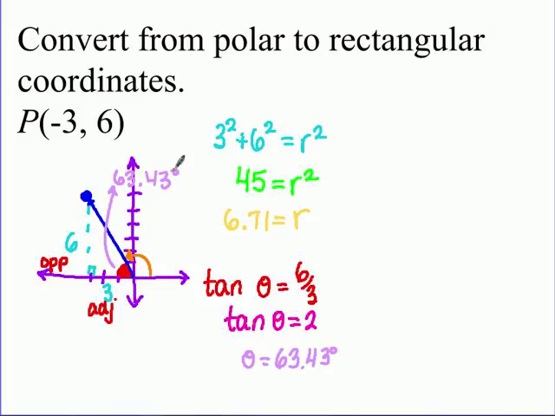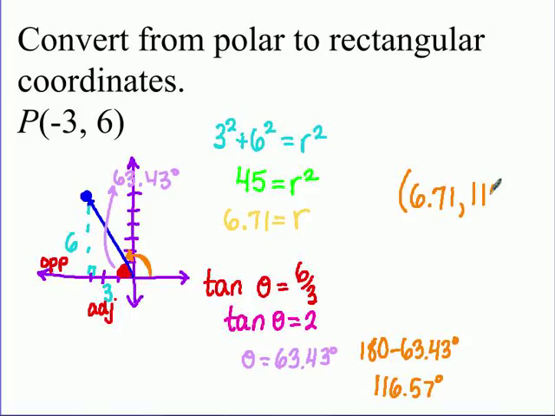But I don't want that angle. I want the orange angle. So take 180 minus 63.43. That's the little one right here, the red one. So 180 minus 63.43 should be 116.57. So my answer will be 6.71 and then 116.57 degrees.